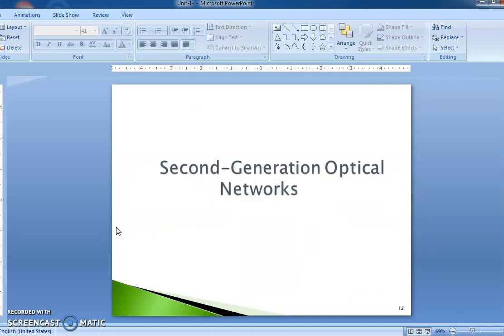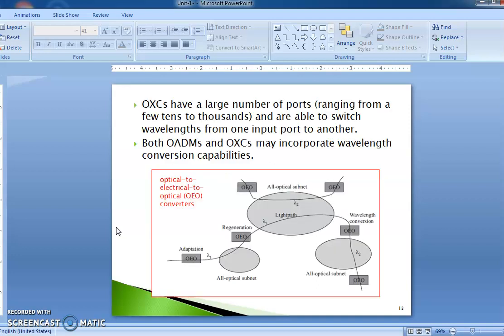Next, second generation optical networks, because it provides a number of extra functions like routing, switching, and intelligence. So the structure of it will be a little bit complex when compared to the first generation optical networks. Here, this is the diagram showing the optical networks. It has OEOs. This is the optical subnet.